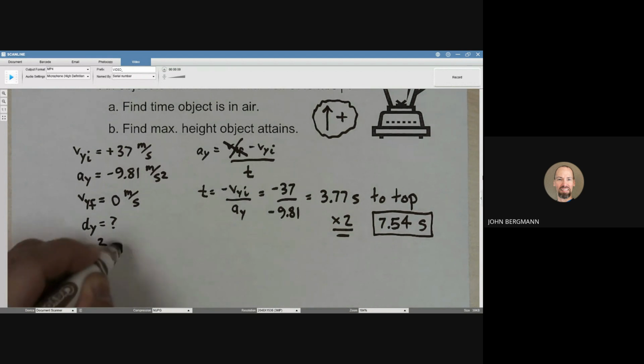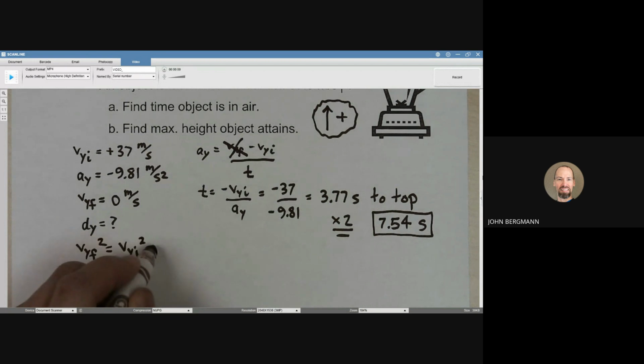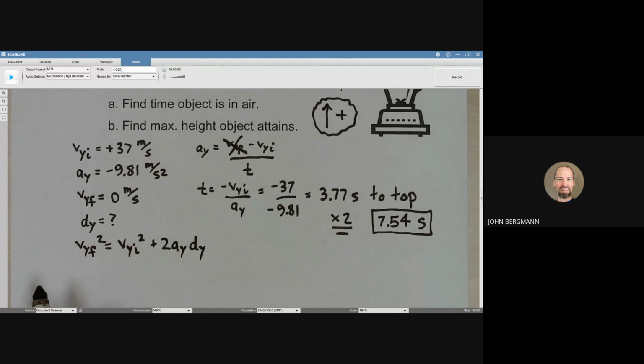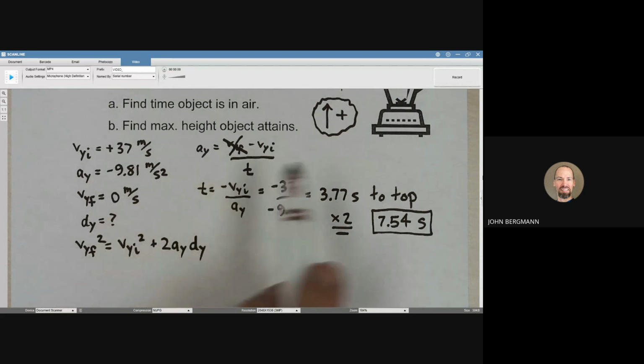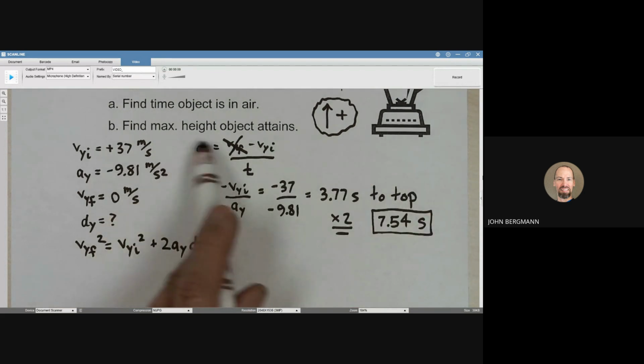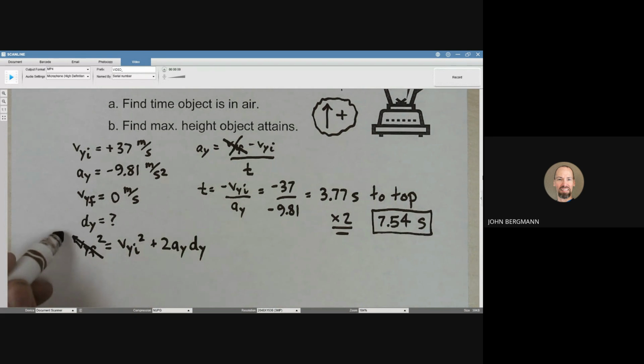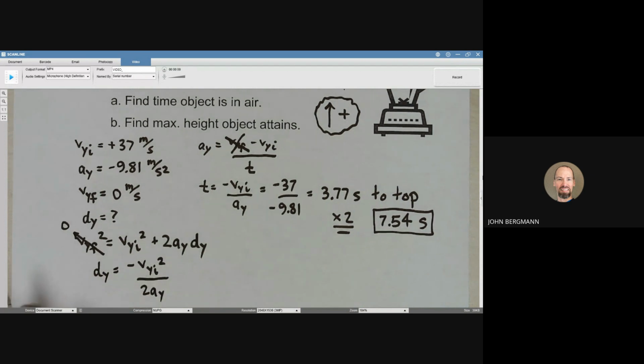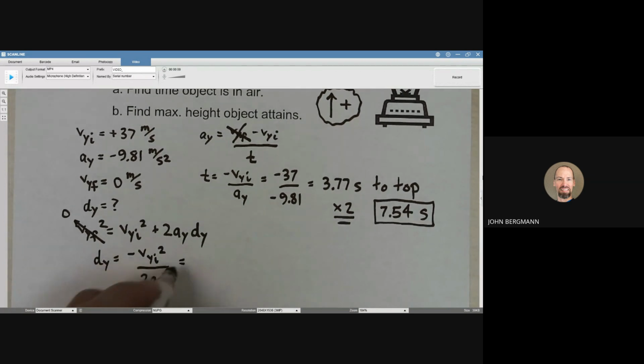Vy final squared equals Vy initial squared plus 2 Ay dy. At the top, see this, maximum height. So the blender is at the top when we're interested in the dy. And at the top, Vy final is 0, which means if we solve this for dy, stop the video if you need to take some time on your own to convince yourself that that's what that would solve for in terms of dy. We're going to get the opposite of 37 squared divided by 2 divided by negative 9.81.